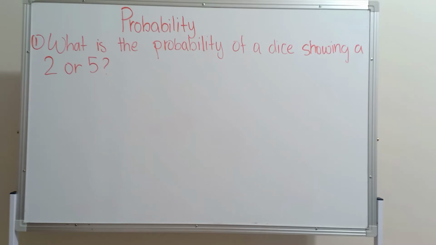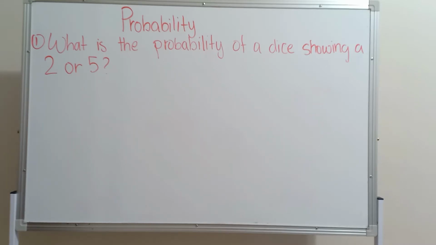So in this video our topic is again probability, and here we are going to look at another concept in which we are going to find the probability of two or more numbers or things combined. So here we have our first question. It says, what is the probability of a dice showing a 2 or 5? So we are going to first start by finding out what is the probability of a die showing a 2, and then we are going to do what is the probability of a die showing a 5.